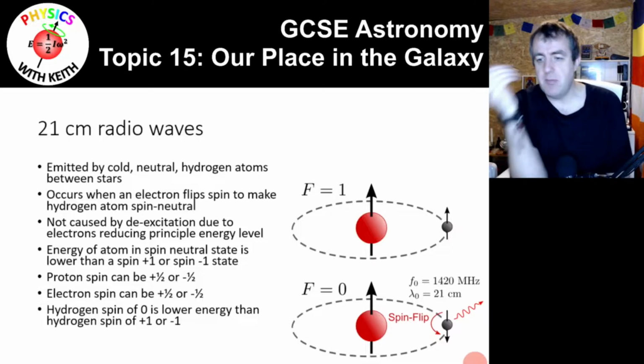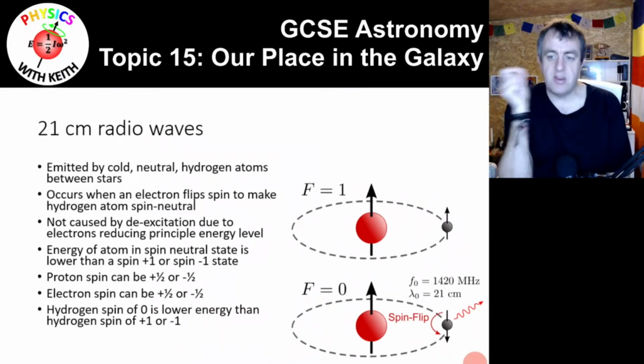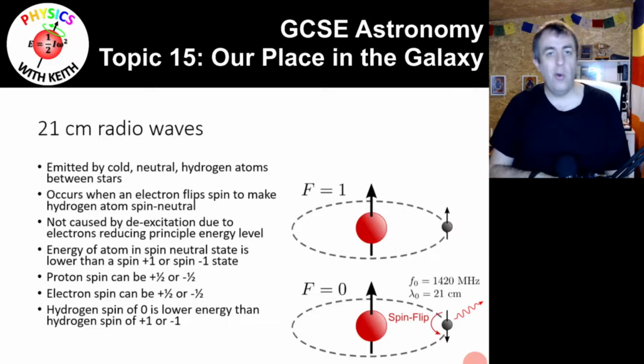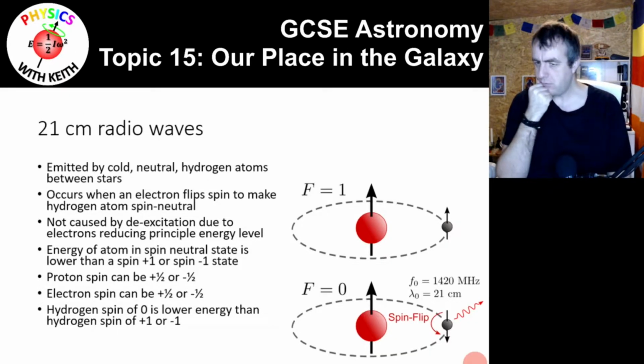And we've done this in a lab. We've measured this in the lab. We know this is the transition that's responsible. So if we are detecting 21 centimetre wavelength radio waves, it means that we know there is cold hydrogen in that particular part of space where we are detecting this radiation originating.